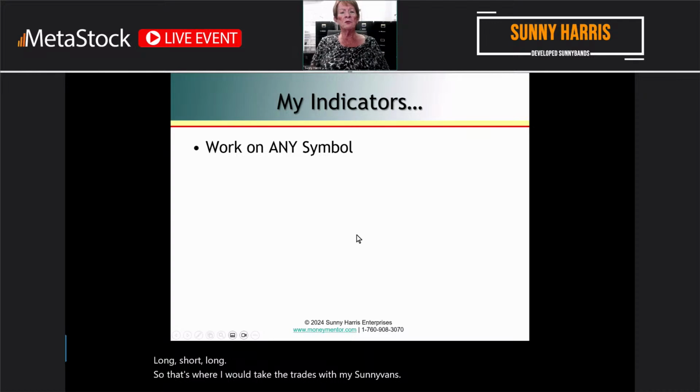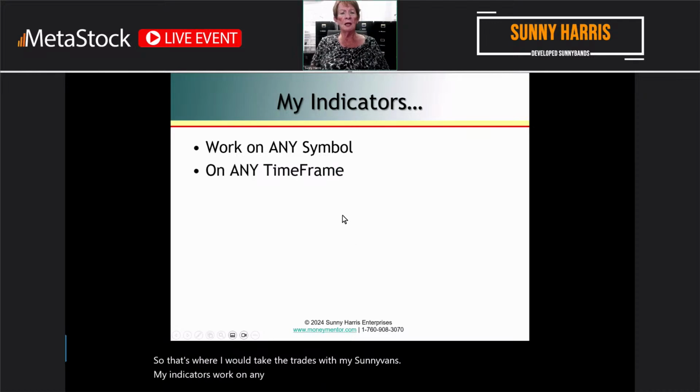My indicators work on any symbol and any time frame. So if you wanted to trade them on a 5-minute time frame on gold or Bitcoin or whatever, they work on any symbol on any time frame.